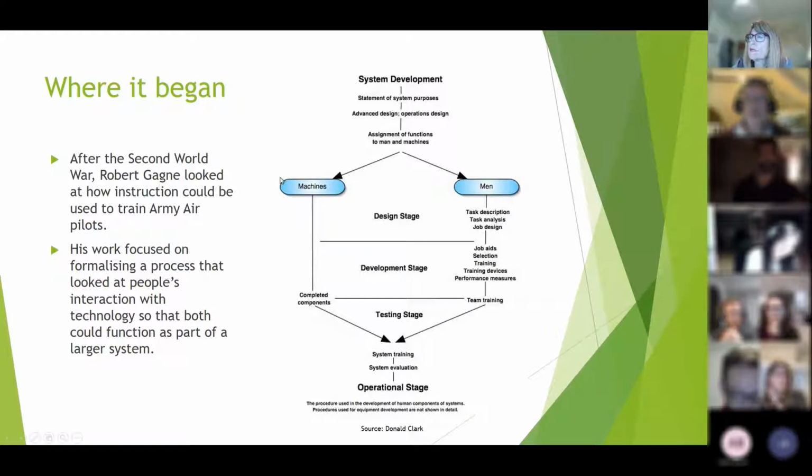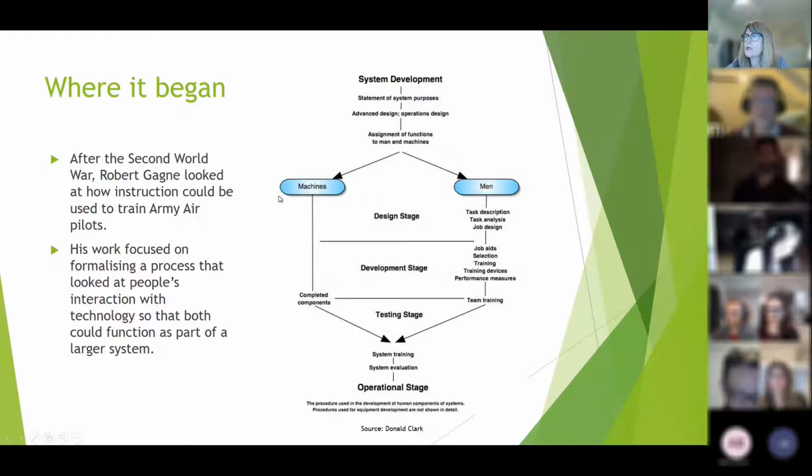Where it all began was after the Second World War, and I don't know if you're aware of this, but Robert Gagne, you know Robert Gagne with his 9 steps of learning. He also designed this approach of combining technology, learning about technology, with a human being.